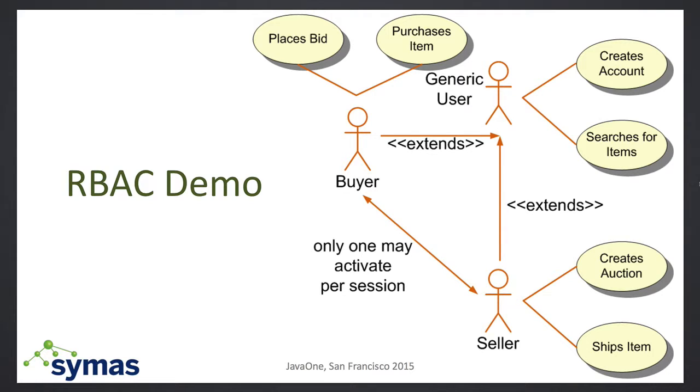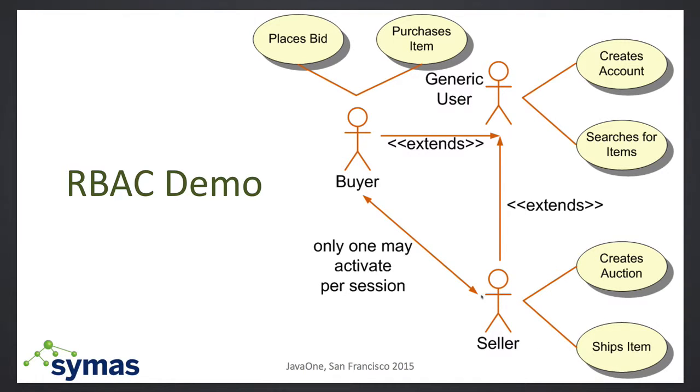This is a hierarchical role right here. We've got three roles: a generic user, a buyer, and a seller. The buyer and the seller inherit from the generic user. So any user in the system can create an account or search for items, but only the buyer can place a bid and purchase items, and only the seller can create an auction or ship items.